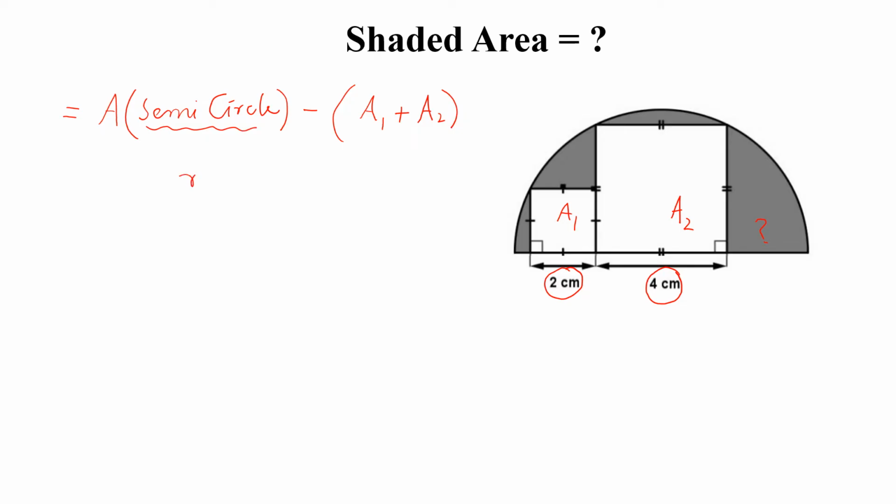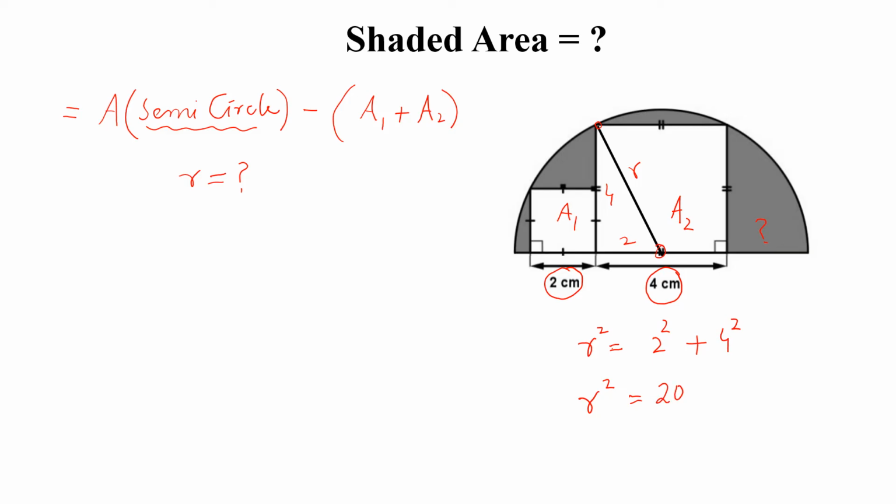So first we need to calculate the radius of this semicircle. How to find the radius? Draw a line from the center of this semicircle to this corner of the square, and this is the radius of this semicircle. Now this length is 2 and this is 4. So r square by Pythagoras theorem will be equal to 2 square plus 4 square, and r square is equal to 20. We don't need to simplify this.